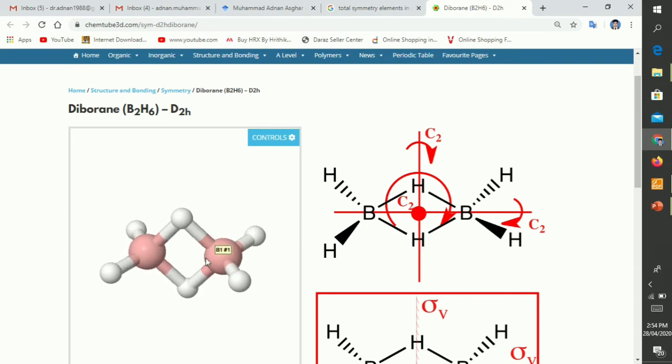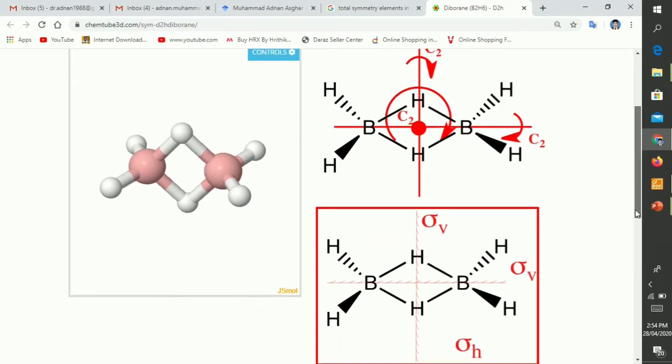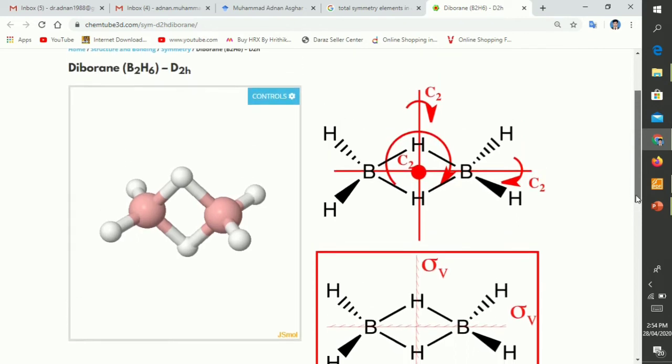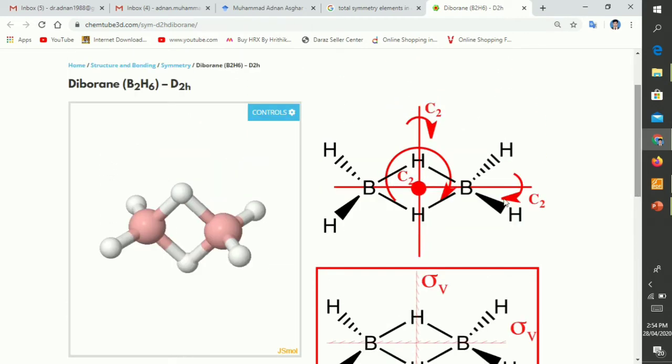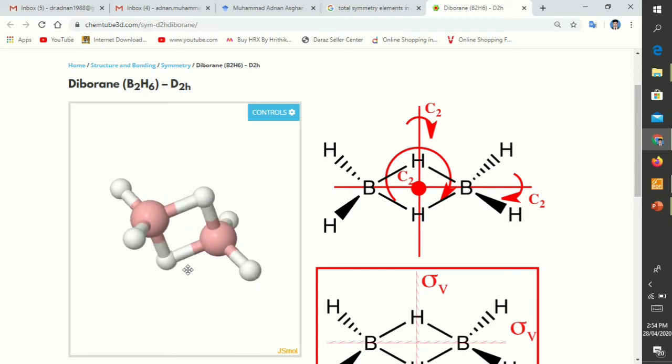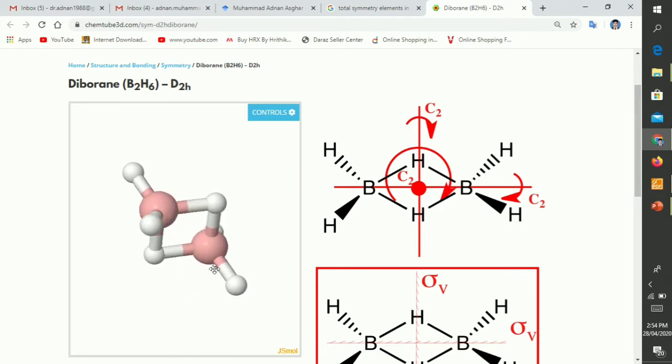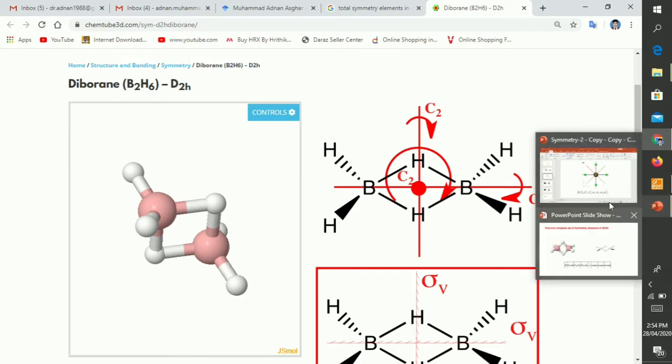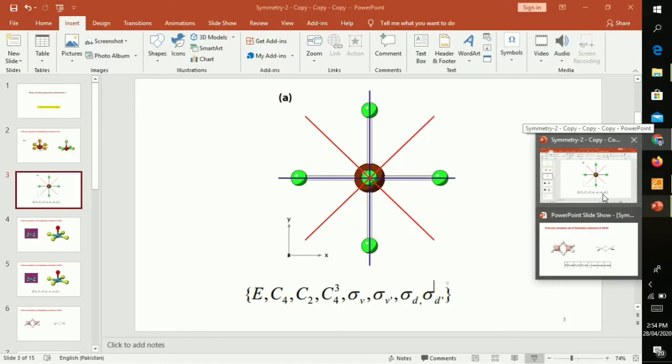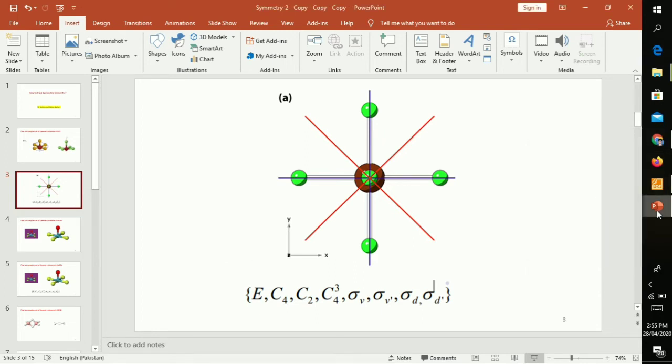sigma planes of symmetry. There are three sigma planes of symmetry also present in B2H6. So there is a complete set of symmetry, and there are 8 operations we have studied so far: identity, 3 C2, inversion center, and 3 sigma v. So this is all about the planes of symmetry, inversion center, and proper rotations and identity present in this molecule.